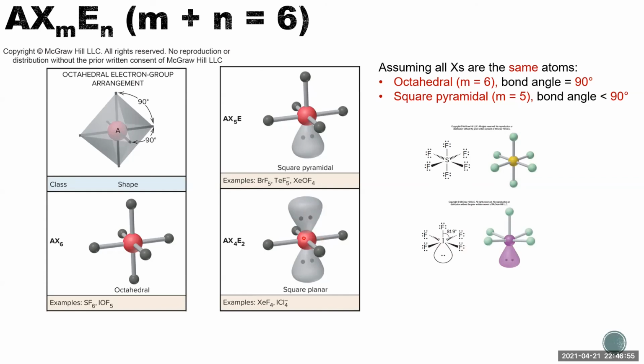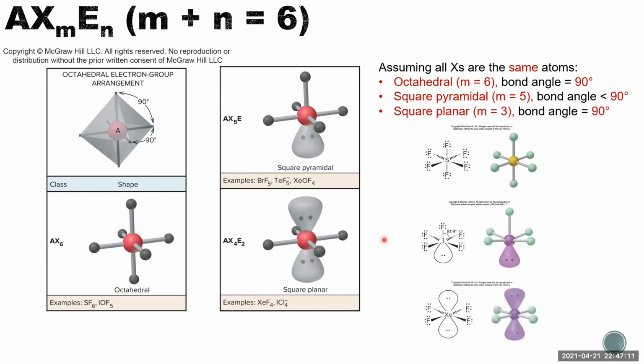And finally, if the central atom has 2 pairs of electrons, the leftover shape of the molecule is a square planar shape. M equals 4, n equals 2. The bond angle here, because it's a square planar, is 90 degrees. An example here is xenon tetrafluoride.